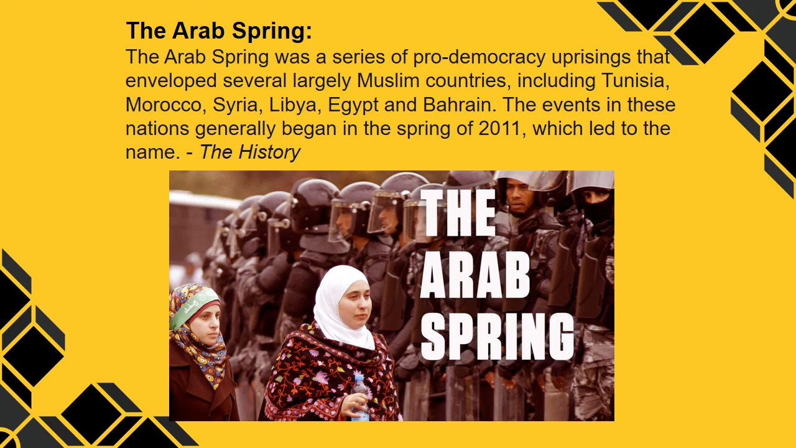They call it Arab Spring because this began in the spring of 2011. And this is a series of pro-democracy uprisings which happened in largely Muslim countries, including Tunisia, Morocco, Syria, Libya, Egypt, and Bahrain. Now, most of the leaders in these countries are not pro-democracy. For instance, in Tunisia, a certain event that led to the uprising was not aired on television because it was controlled by the government.